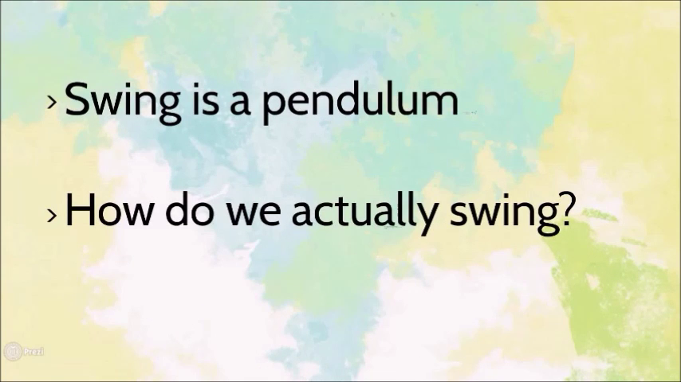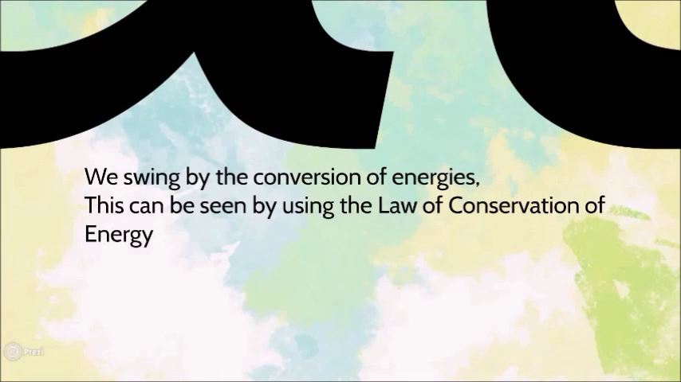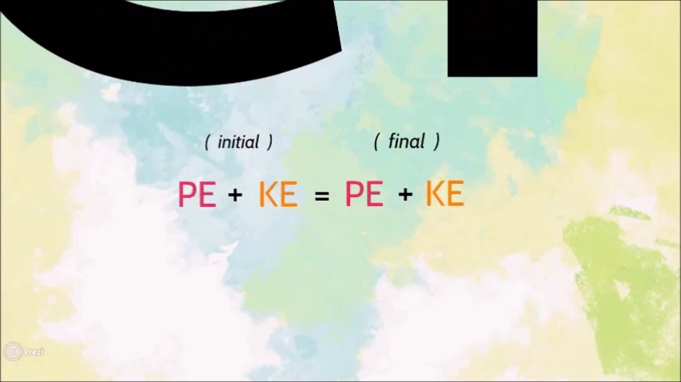So, we know what a swing does when it's moving, but how does a person actually start swinging? Well, the answer is energy conversions. When a person lifts their legs up to swing, it raises their center of mass, which increases their potential energy that's then converted into kinetic energy when a person lowers their legs again.